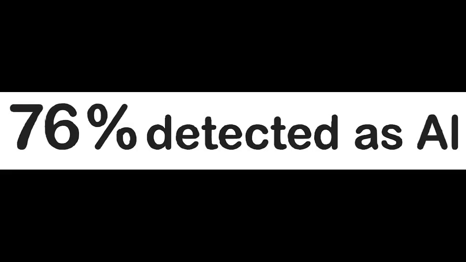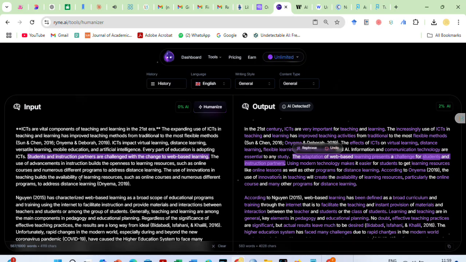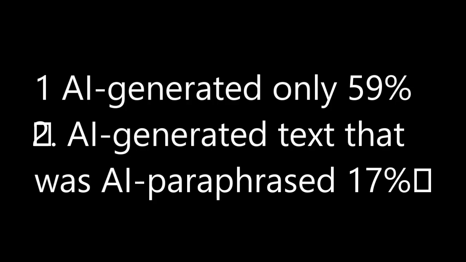When I checked the file on Turnitin, it had an AI score of 76%, and a plagiarism similarity index of 23%. However, our focus is only on the AI levels, which is overall 76% because I used a good AI humanizer to rewrite some parts. 17% of the AI-generated text was AI-paraphrased, while 59% was AI-generated only.